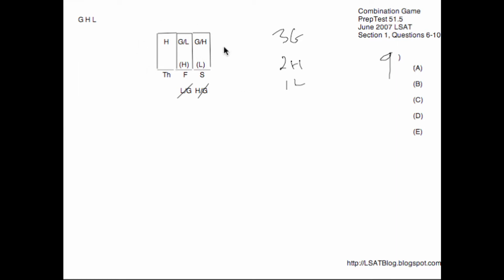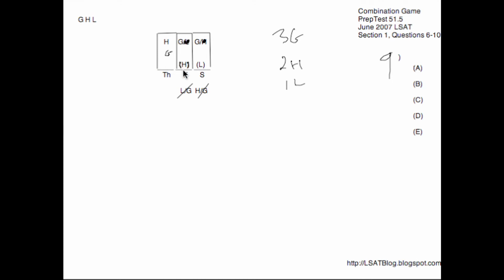So 3 G's would mean that we have to have G on all 3 days, Thursday, Friday, and Saturday. And we're going to, of course, have to cross off the H and the L on Saturday and Friday, respectively, in order to allow us to have G's on those days. Then we'll additionally have a G on Thursday in order to reach 3. Since we have 2 H's but can't have H on Saturday due to G being there, we'll definitely have to have H going on Friday as well.